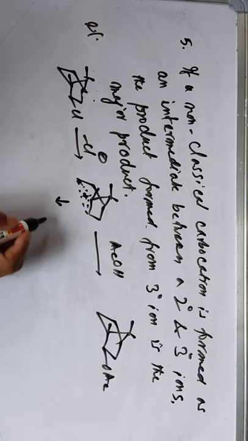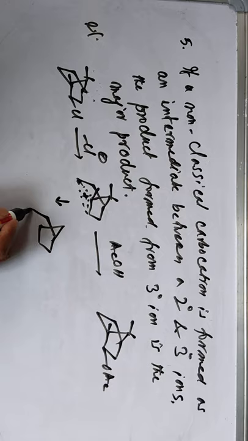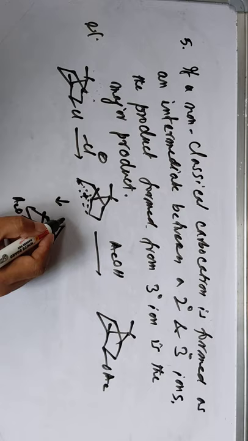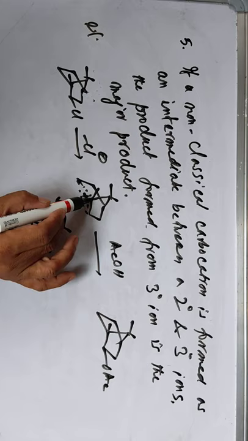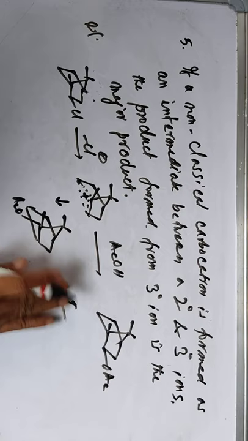But in the case where we attack from here, you will get this one, and this OSC. Attack from here, this is the tertiary carbocation. This is tertiary and this is secondary. This I'm showing here. From here, this will come.